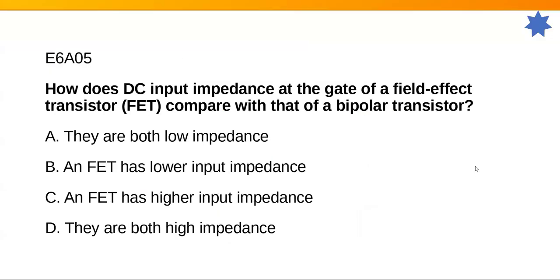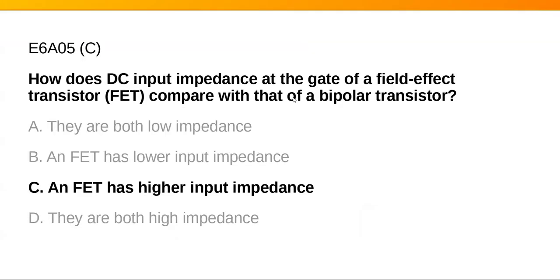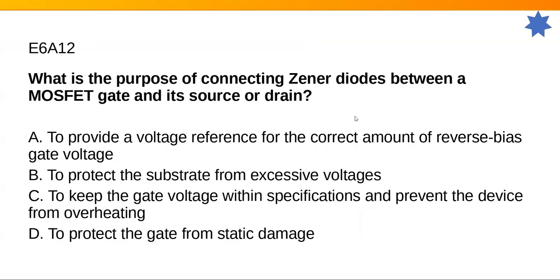How does DC input impedance at the gate of a field effect transistor, or FET, compare with that of a bipolar transistor? High input impedance. I remember when these things were first introduced, the big thing was that they more closely resembled a vacuum tube. Right. And that's how people started accepting them.